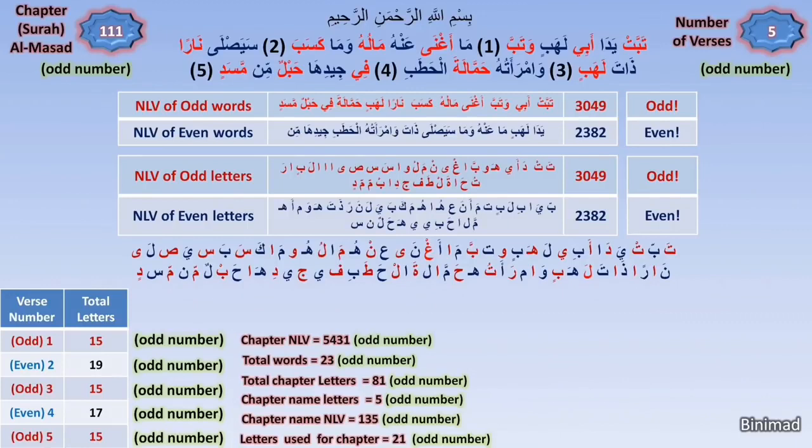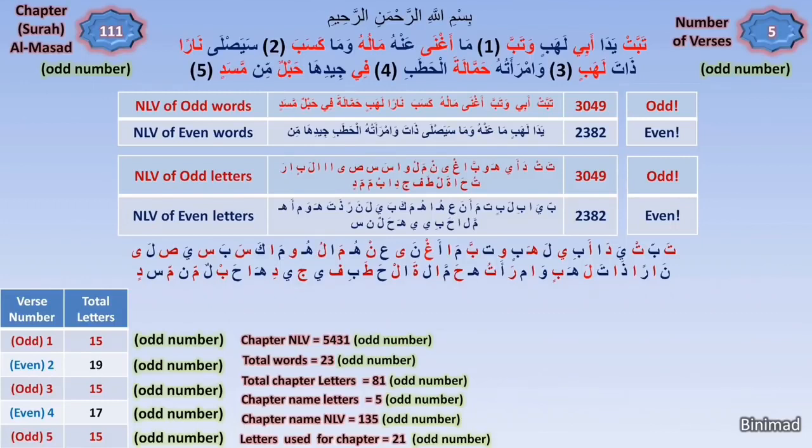How can the total numerical letter value of all even words be exactly equal to the total numerical value of all even letters, and the total numerical value of all odd words be exactly equal to the total numerical value of all odd letters? It is simply impossible. But of course there is more.